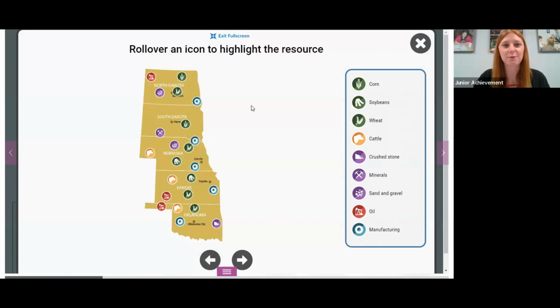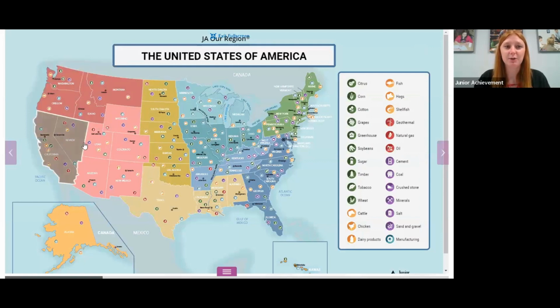I always like to go over our own region that covers South Dakota to talk about how we can see clearly that corn and minerals are our main resources here in South Dakota. But again, you can click on as many or as few regions as you want.